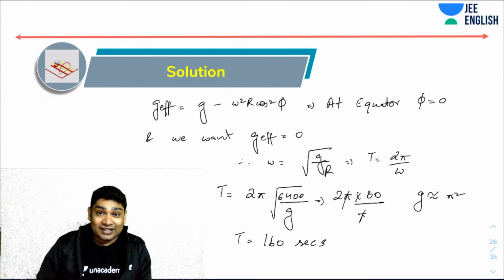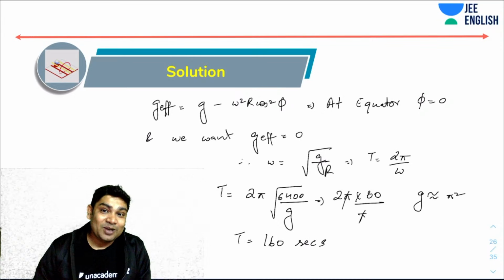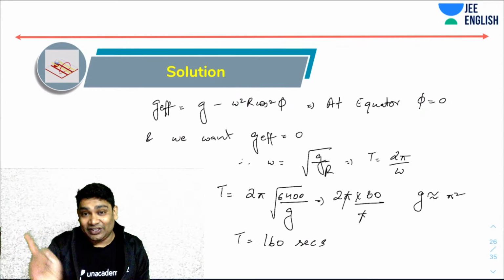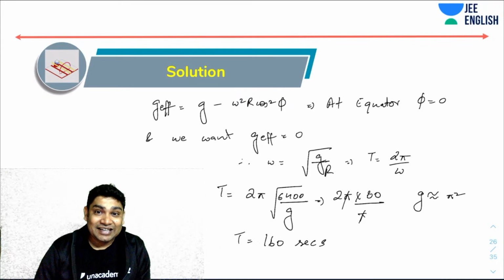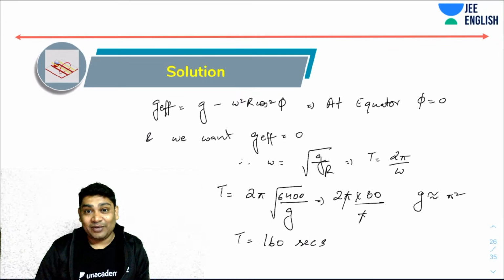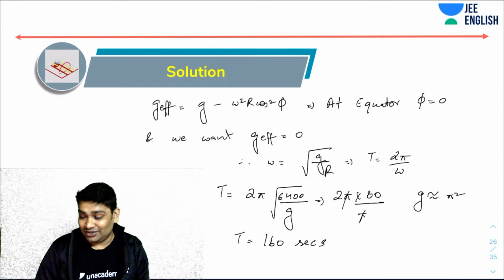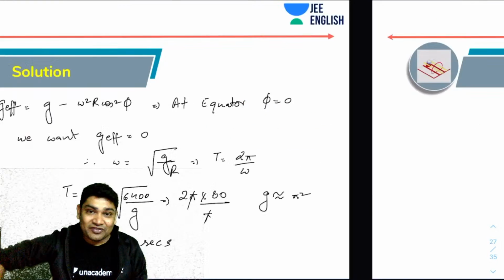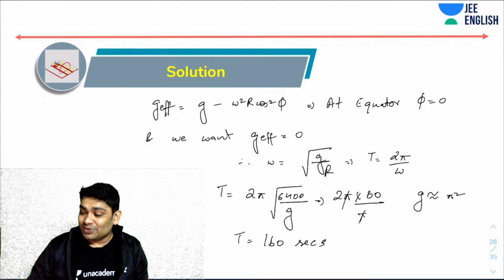So if the duration of one day became 160 seconds, that is slightly more than 2.5 minutes. If the Earth started spinning that fast, then the effective value of acceleration due to gravity at the equator would have become 0. Okay, so that is your answer. Now with that, let's wrap up today's discussion. We will talk about more problems in the next session.